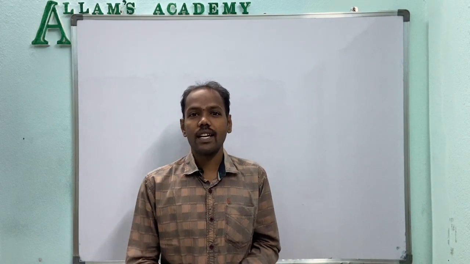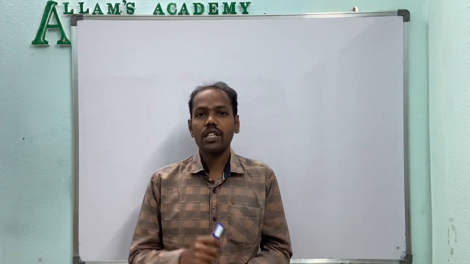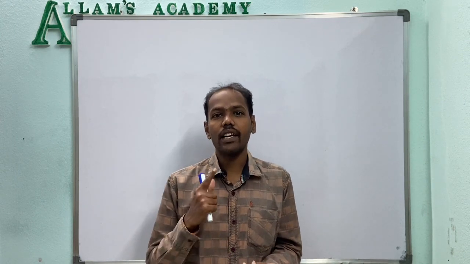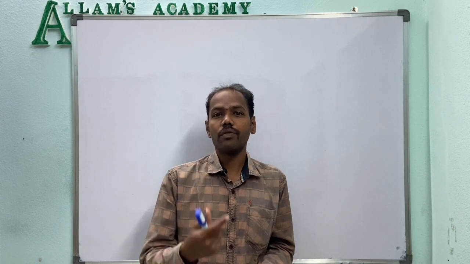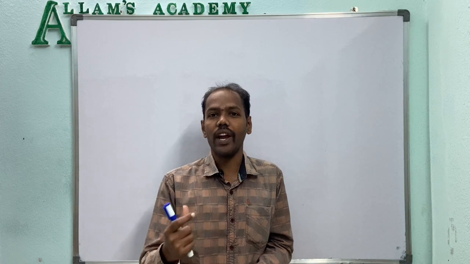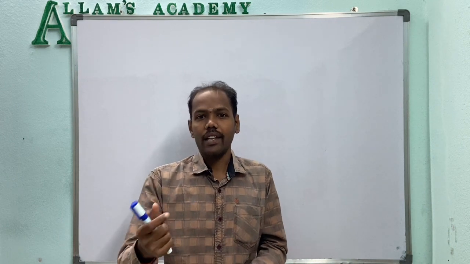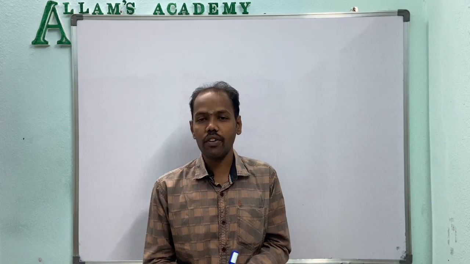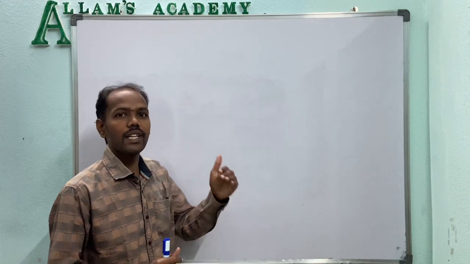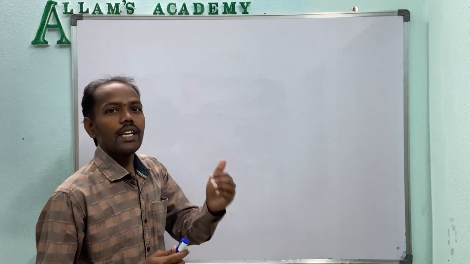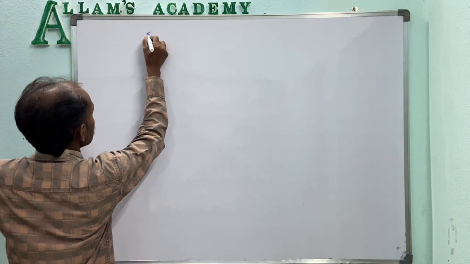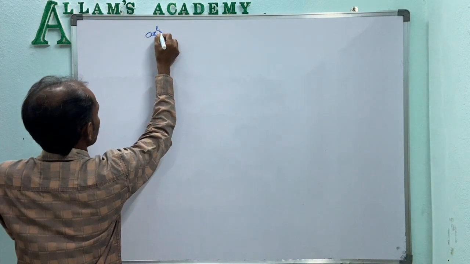In our previous classes, we solved the quadratic equation through the factorization method and the completing the square method. Today we will observe the quadratic formula, and how to find the zeros or the roots of the quadratic equation. For that purpose, first we take the general quadratic equation, that is ax square plus bx plus c equal to 0.